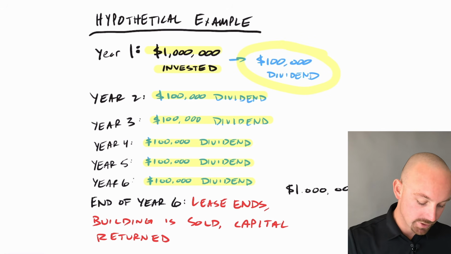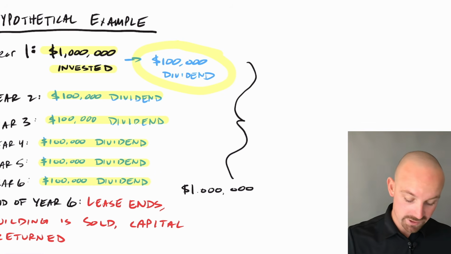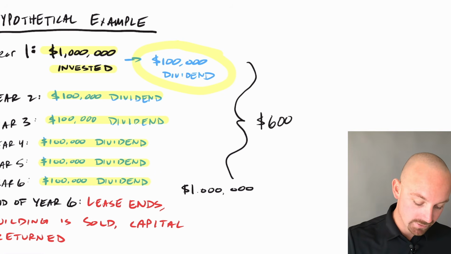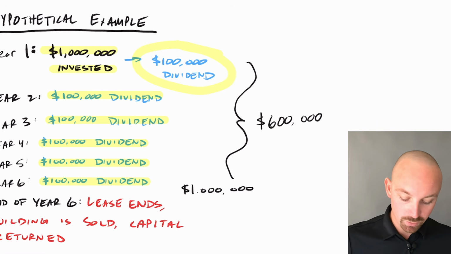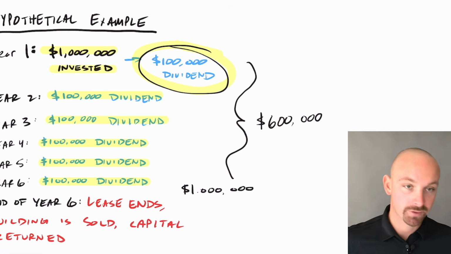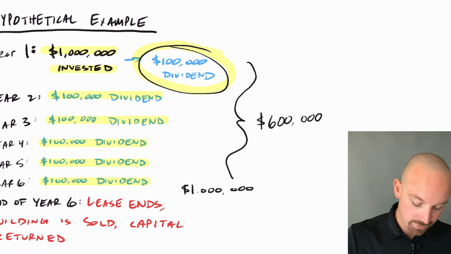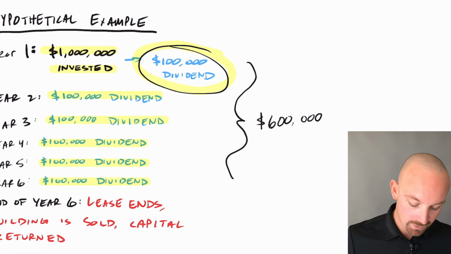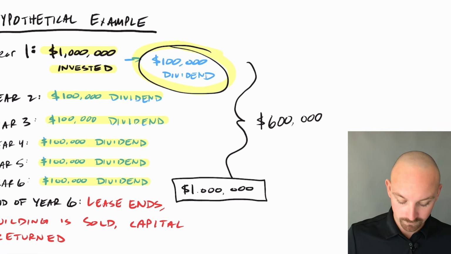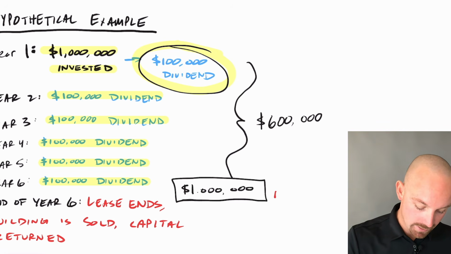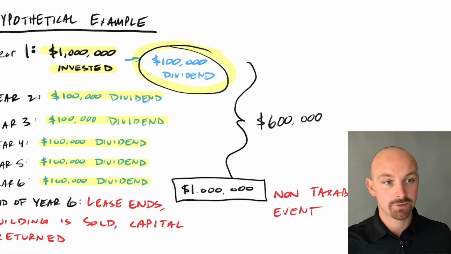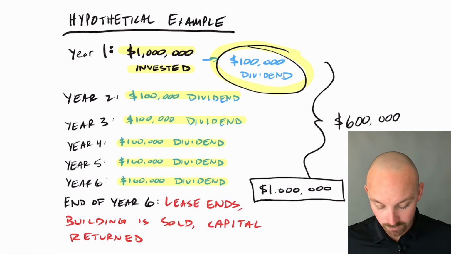So over 6 years, you would have received $600,000 in dividends, which again, you only paid taxes on $100,000 of, and then you receive 100% of your capital back, which is a non-taxable event. Okay, so $1.6 million total is what you get.